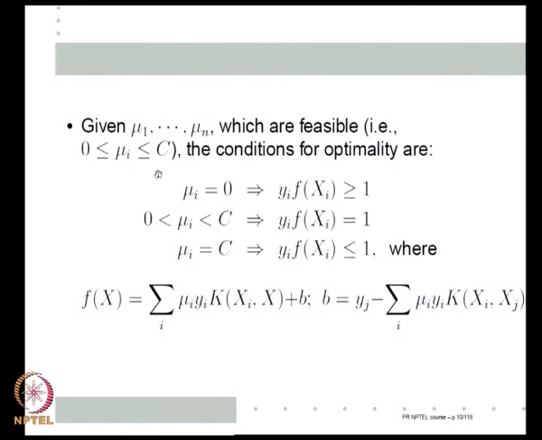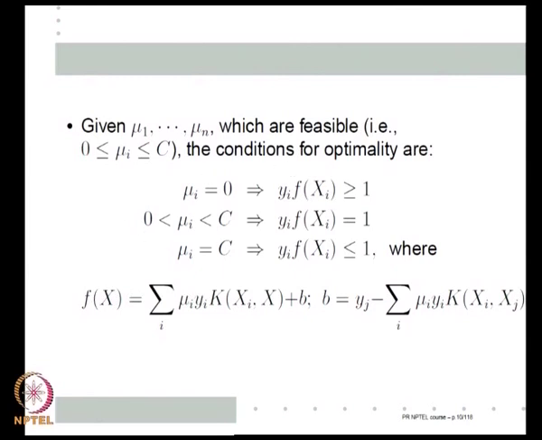For every i, if mu i is equal to 0, then y i f x i should be greater than or equal to 1. If mu i is strictly between 0 and c, y i f x i is equal to 1, and if mu i is equal to c, then y i f x i has to be less than or equal to 1. Right. So, this is the optimality constraint.